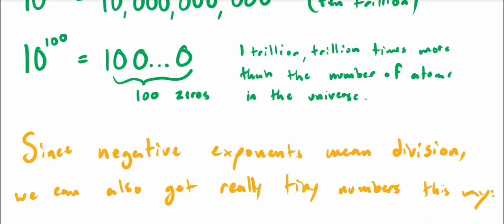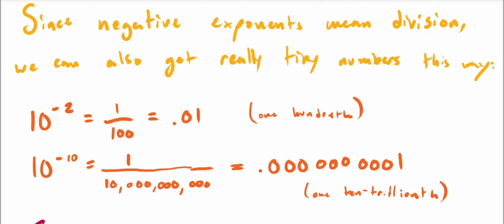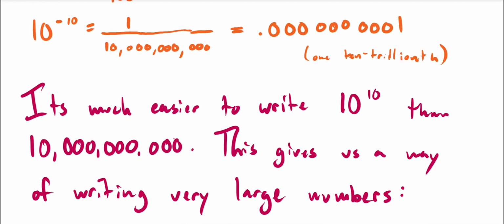And negative exponents mean division, and division by a large thing is a small thing, so negative exponents can actually get really tiny really quickly. For example, 10 to the minus 2 is 100th, and 10 to the minus 10 is 1/10 trillionth. Now, it's much easier to write 10 to the 10 than it is to write all those zeros. This gives us a useful way of writing very large numbers.